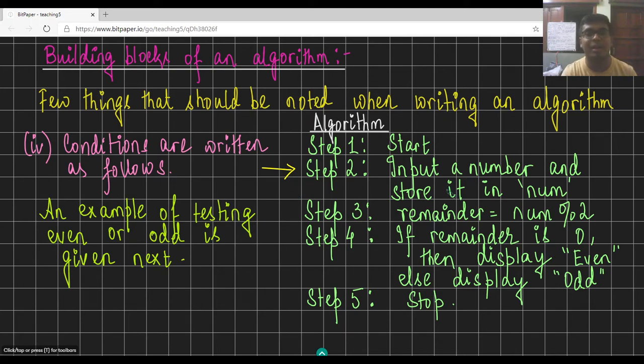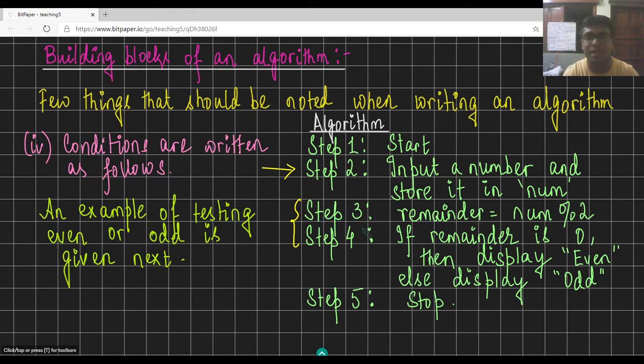So we are inputting a number and storing it in num. All right. Now, step 3 and step 4 are for the processing or the calculations that need to be done in our program. So even that has been addressed in this algorithm.